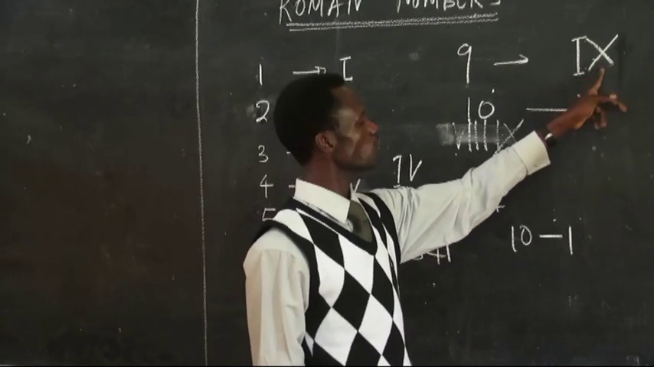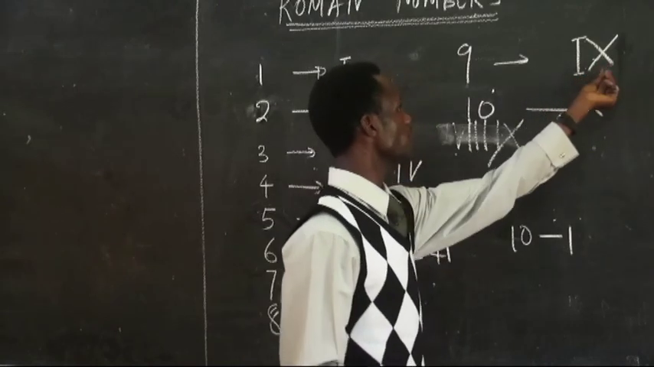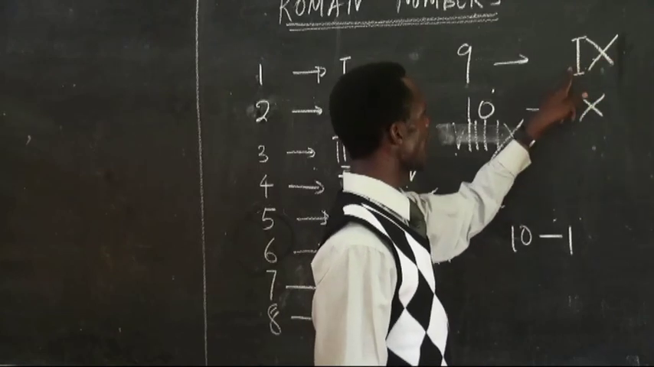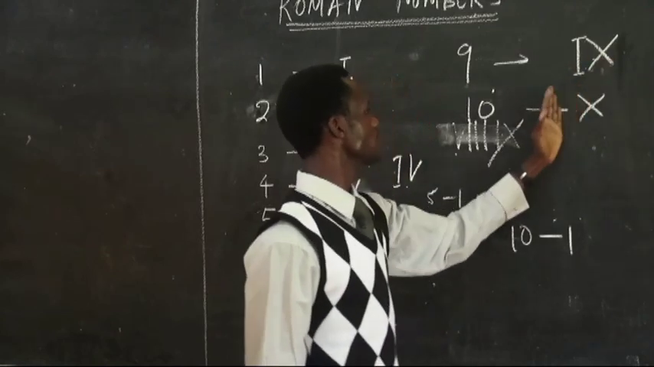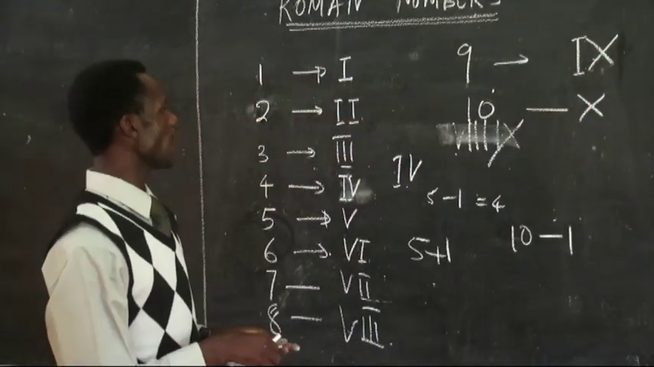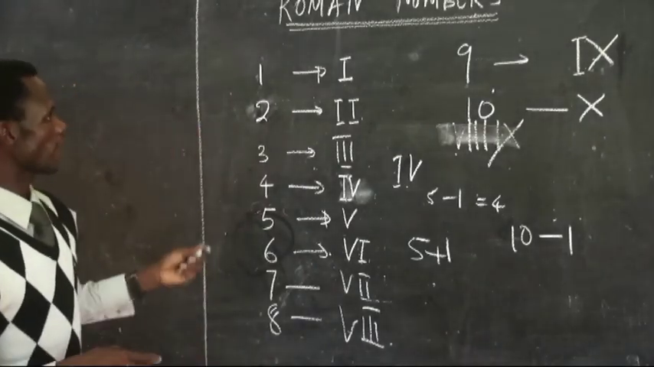That is why, to show that you have subtracted, you take this one and then you write I behind that number. Now this is how we do. After we have done that one, let us see the other.